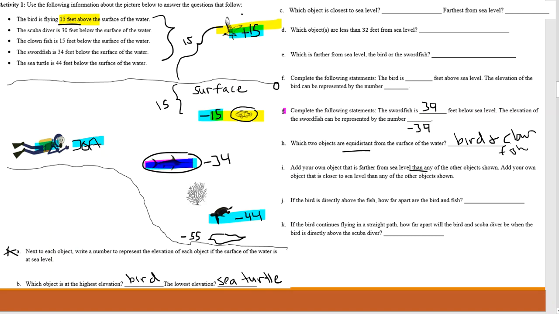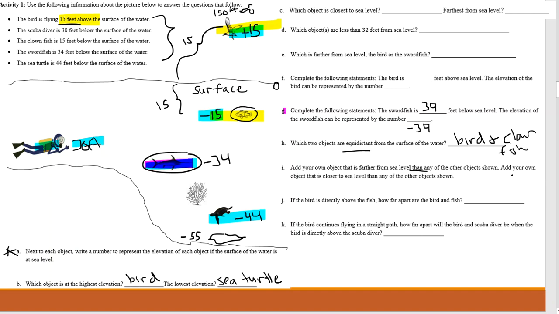You could also have added an airplane. Let's see, the elevation of the airplane was 150 feet above sea level. So you just needed to add something that was further from sea level than any of the other objects shown.